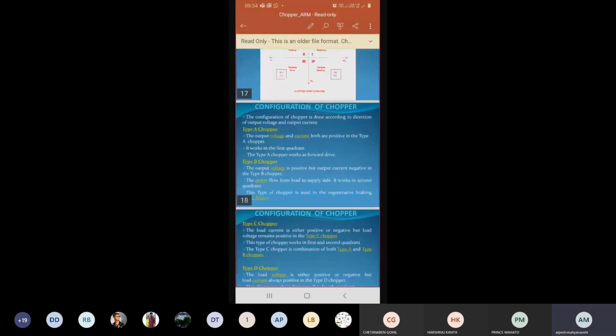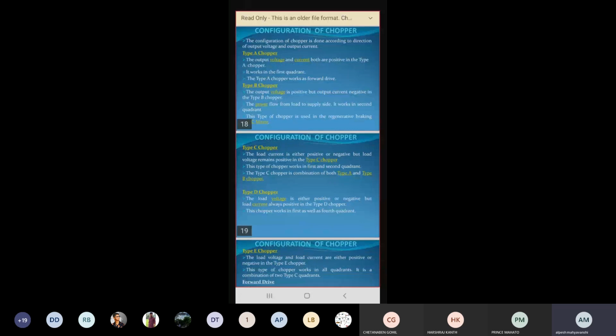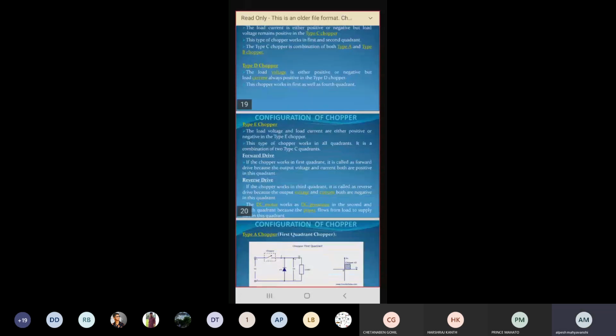Okay, so reverse drive, what happens here? Third quadrant is the reverse drive. In reverse drive, if the chopper works in the third quadrant, it is called a reverse drive. Why is it called a reverse drive?